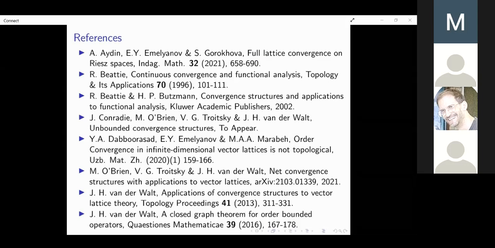Thank you for this nice talk and interesting topic. It seems here that quasi-subnets are more suitable than subnets. Could we say that we don't need the notion of subnets anymore?